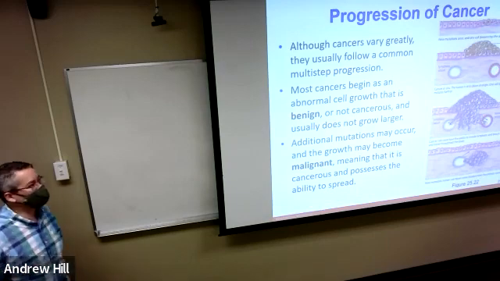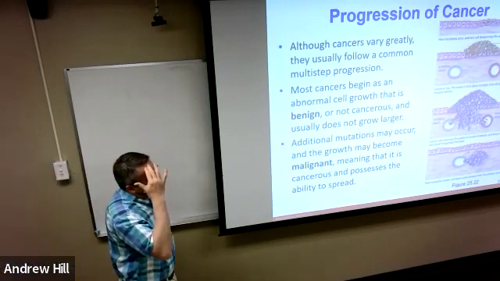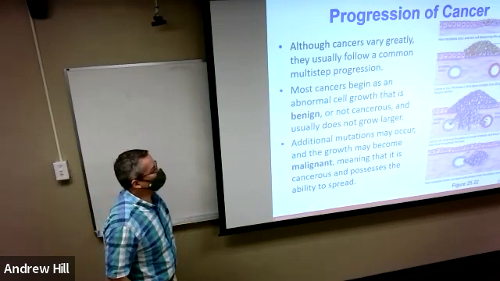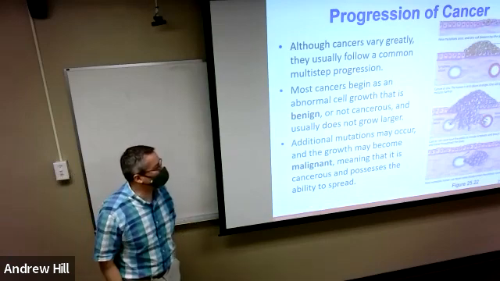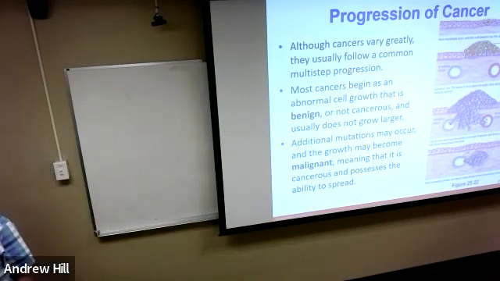Okay, let's look at how this actually progresses. So although cancers vary greatly, they almost always follow this common multi-step progression. So most cancers begin as an abnormal cell growth that's benign, okay? So let's use an example of an epithelial cell. So this is a cell, let's say it's on your face. I'm gonna use your face because why?